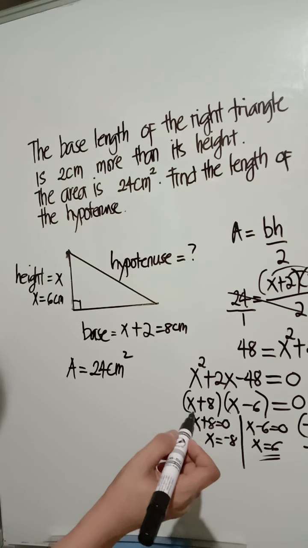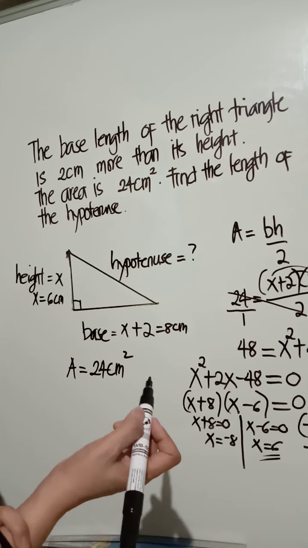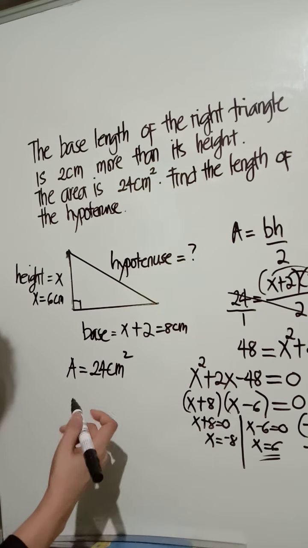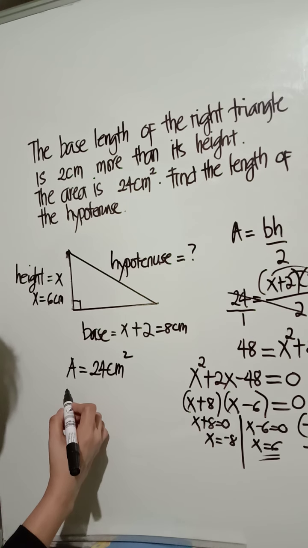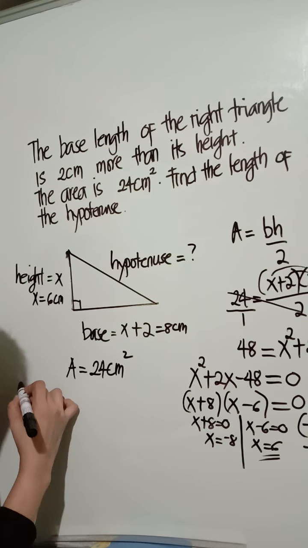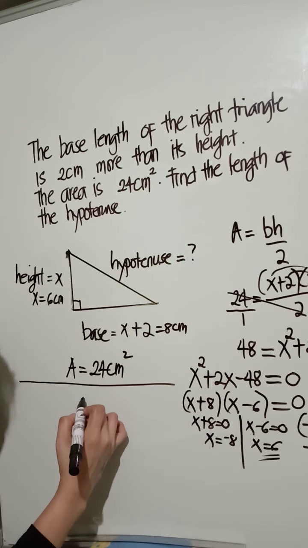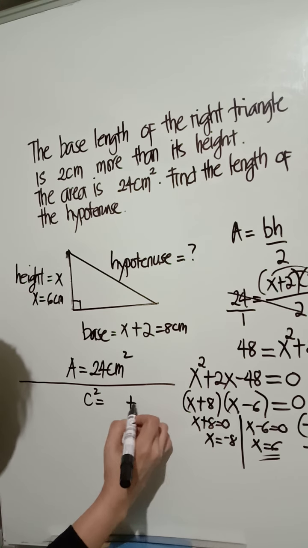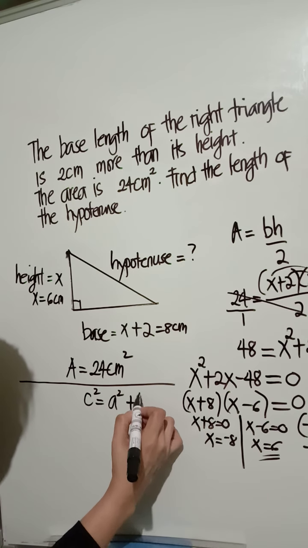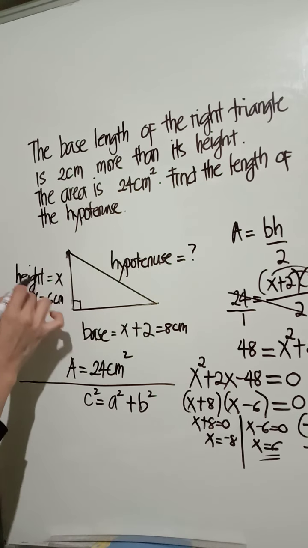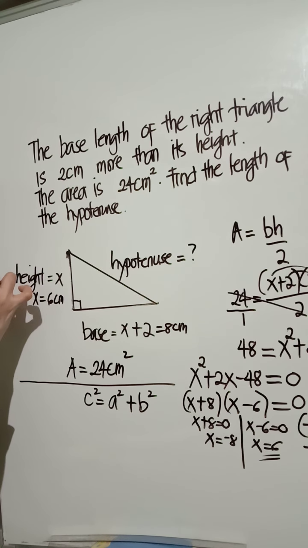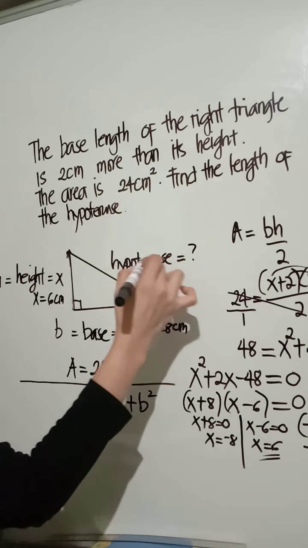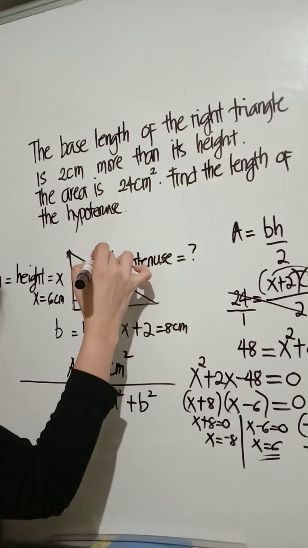To get the hypotenuse, let us recall the Pythagorean theorem. It states that the square of the hypotenuse is equal to the sum of the squares of the legs. So let this be the altitude, letter A, and since this is the base, we let this as B, and then the hypotenuse, we let this as C.